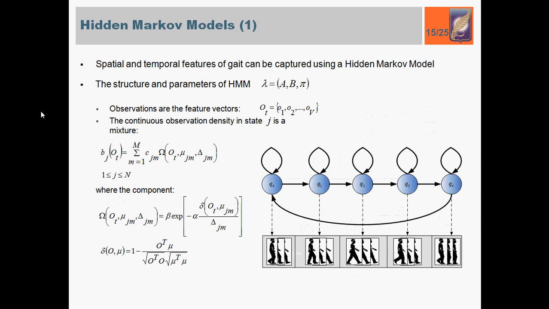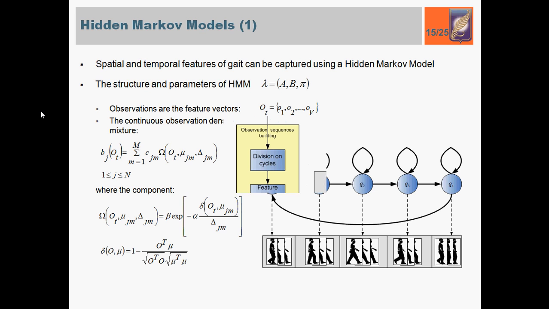widths. A hidden Markov model is a doubly embedded stochastic process with an underlying stochastic process that is hidden but can only be observed through another stochastic process that produces the sequence of observations. Hidden Markov model is a statistical tool. Spatial and temporal features of gait can be captured using a hidden Markov model.